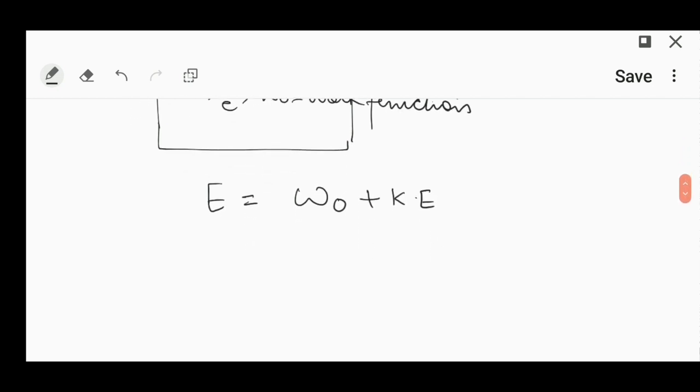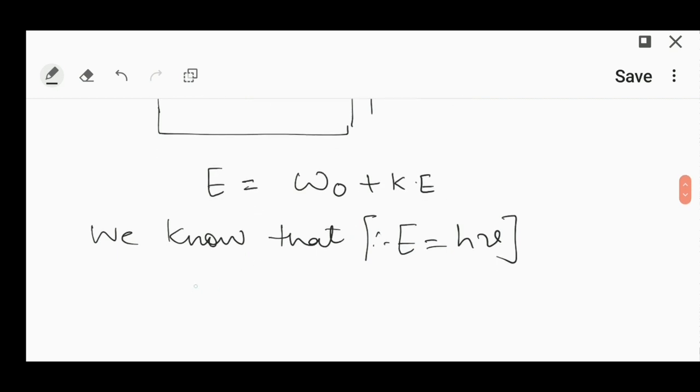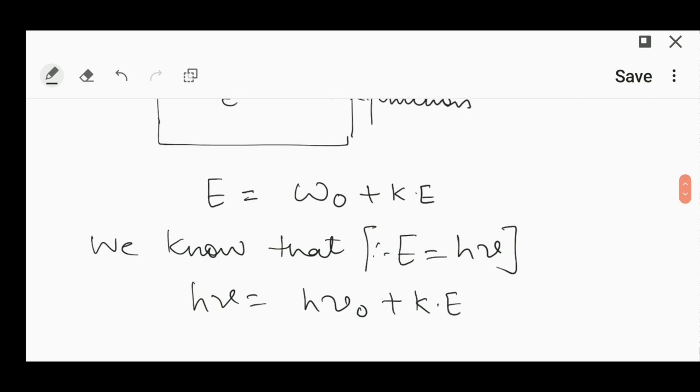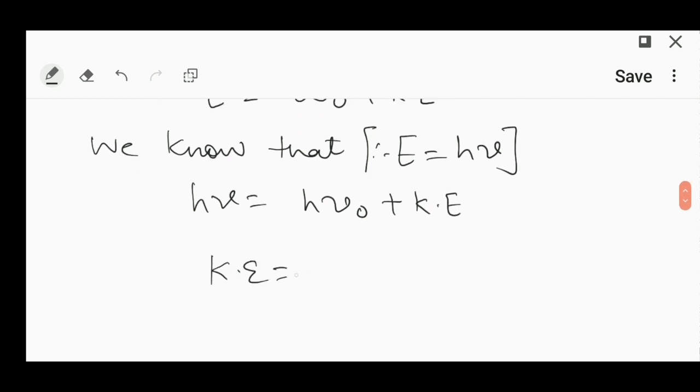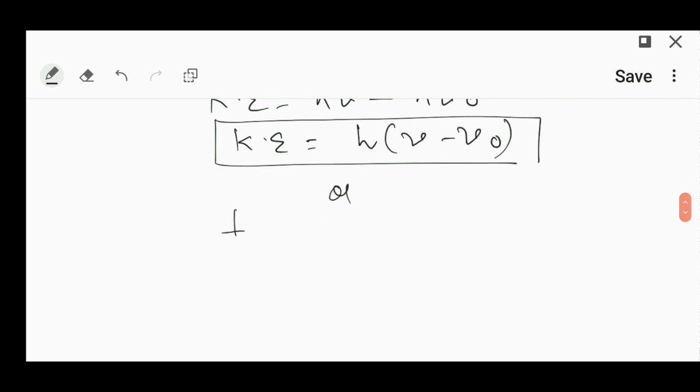Now we know that according to Planck's quantum theory, E is equal to h nu. Put the value in our above equation: it becomes h nu equals h nu naught plus Ke. So Ke becomes h nu minus h nu naught, that is, h times (nu minus nu naught). This is the relation of the photoelectric effect, or you can also write kinetic energy is equal to half m v square.